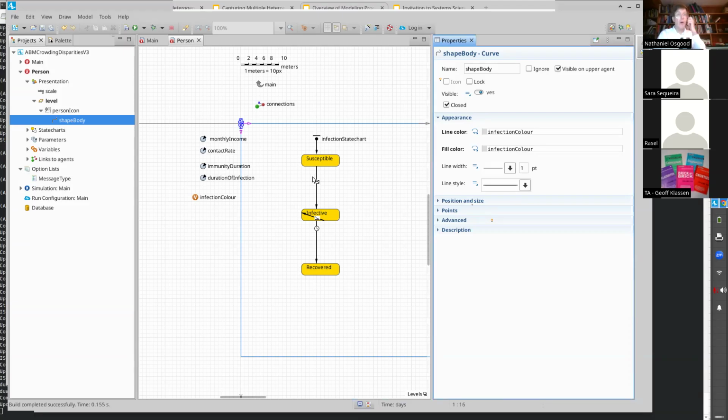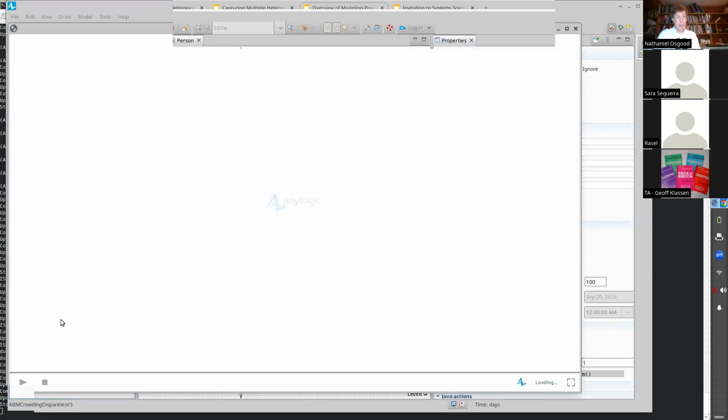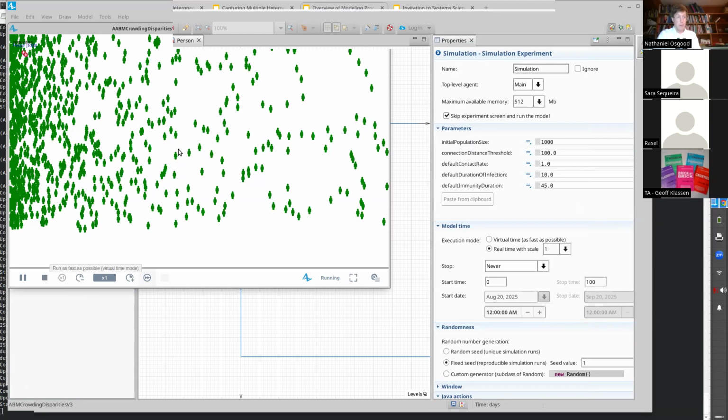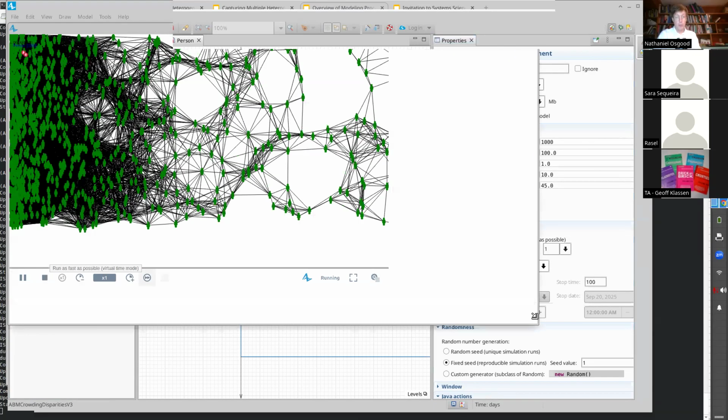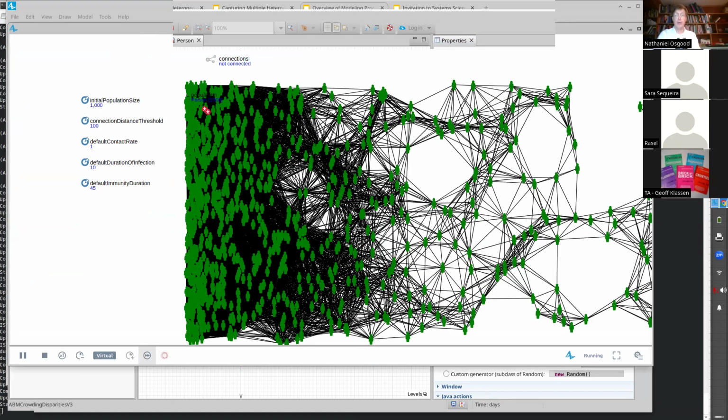Okay, so we're almost done. But there's an important thing: if we run this model now, we actually won't see any sort of infection spread. Everyone in this model is in what state based on their color? What state are they in? Susceptible. They're susceptible.